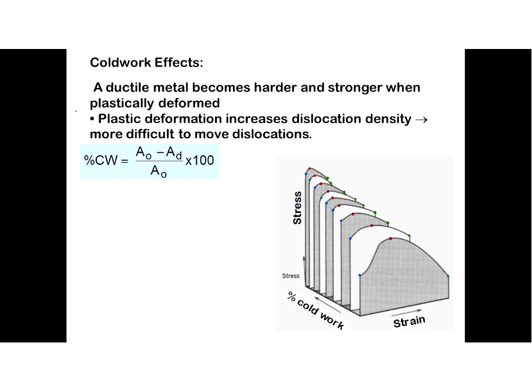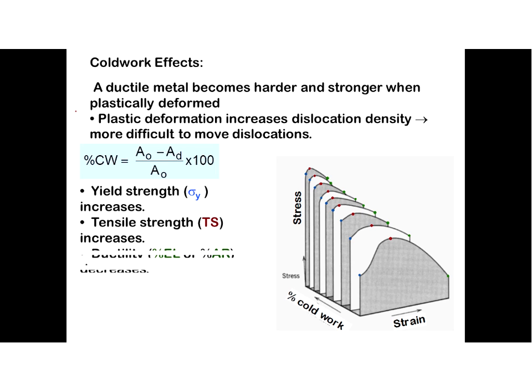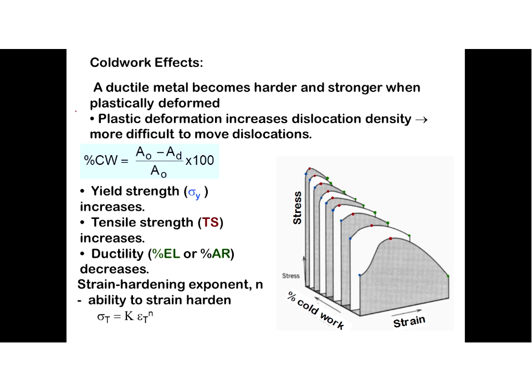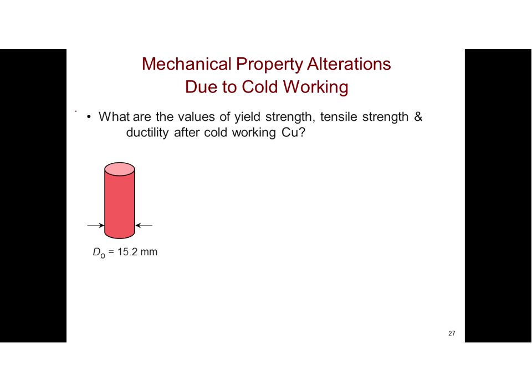And this is that same graph we just saw, shown in a three-dimensional view of stress versus strain, and a third axis of percent cold work shown. You can see the stress-strain curves changing. Okay. What are some mechanical property alterations due to cold working?